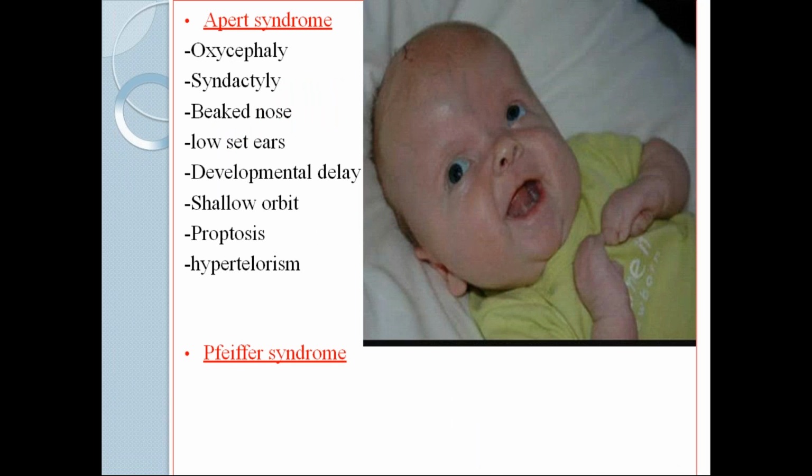Coming to the next one, it is Apert syndrome. It has oxycephaly, syndactyly, weak nose, low set ears, developmental delay, and shallow orbits with proptosis and hypertelorism are present. This is Apert syndrome.